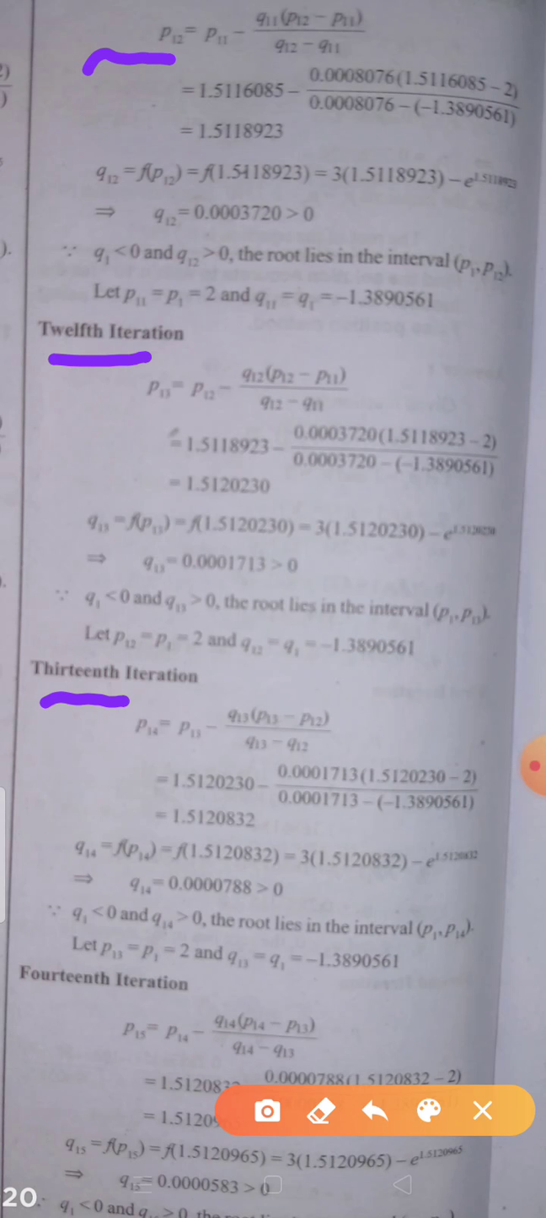Q14 is equal to f of P14, which is equal to 0.40788. This is greater than 0. Since Q1 less than 0 and Q14 greater than 0, therefore the root lies in the interval P1 comma P14. Let P13 is equal to P1 is equal to 2 and Q13 is equal to Q1 is equal to minus 1.3890561. 14th iteration.